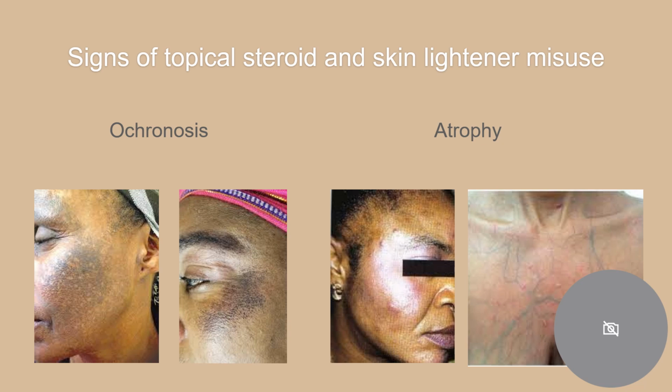Here are the signs of topical steroid and skin lightener misuse. So one of the side effects, as you can see, is atrophy, where you get visible veins and a pinkness to the skin. We can also see hypertrichosis if you had to look a bit closer, and then you can get acne. Ochronosis has several different causes, and one of them is skin lightening abuse. So if you see these in the background of a tinea infection, then you'll know that it is tinea incognita.